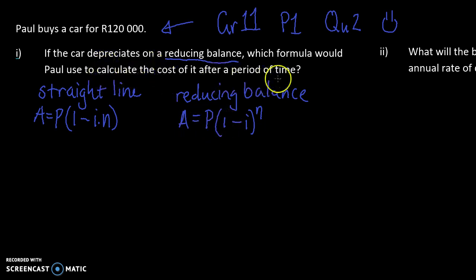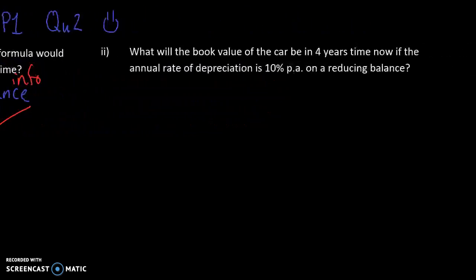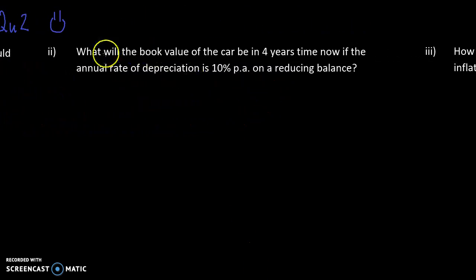They're asking the formula that needs to be used. Well, obviously, it's a reducing balance formula, so we don't have to put that down over there. Where do I get the reducing balance formula from? Well, it's on the info sheet. So all you need to do is look for it on the info sheet. As you can imagine, it's only worth 1 mark, so nice and easy. Next question follows on from that.